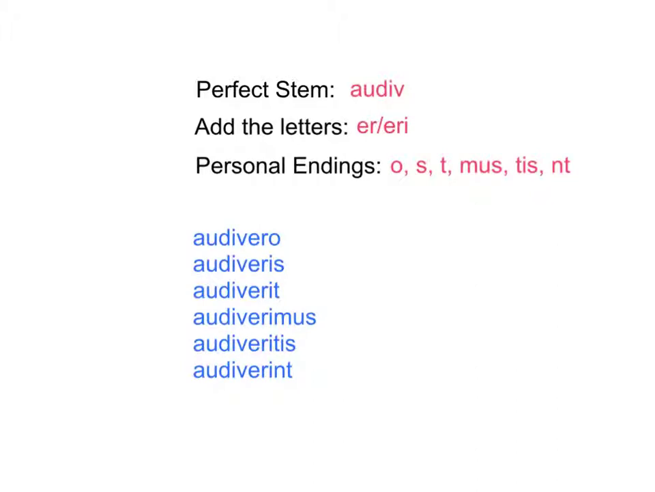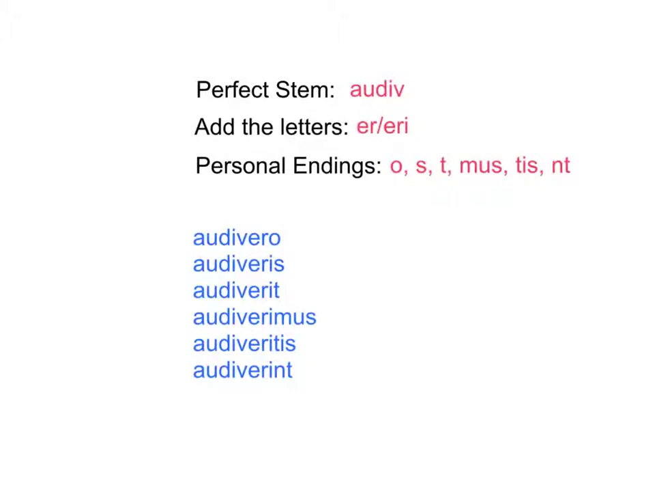So, to bring everything together, our perfect stem is audiv, and our letters that come after that, for the first singular only, will be er, and for everything else, it's going to be eri, and then we're going to add our personal endings, o, s, t, mus, tis, nt. So you can see this all brought together: audivero, audiveris. Notice it's eri every single time, except up here. And audiverit, audiverimus, audiveritis, audiverint.